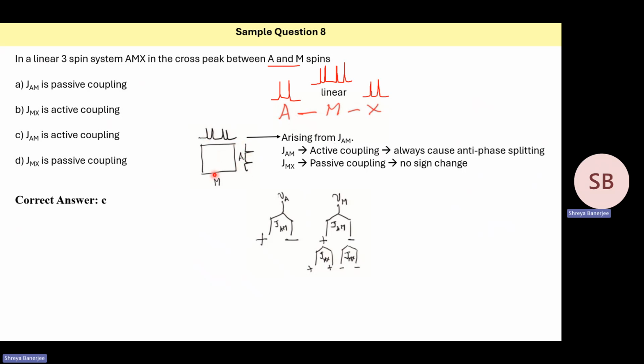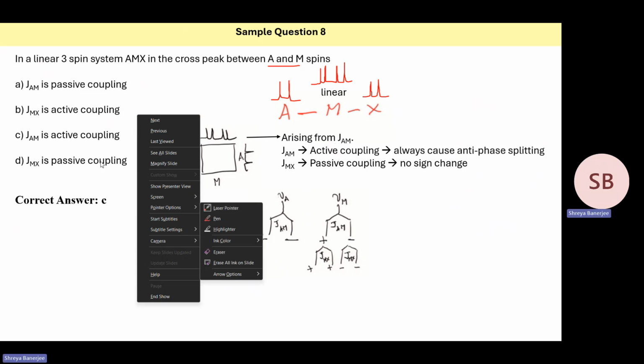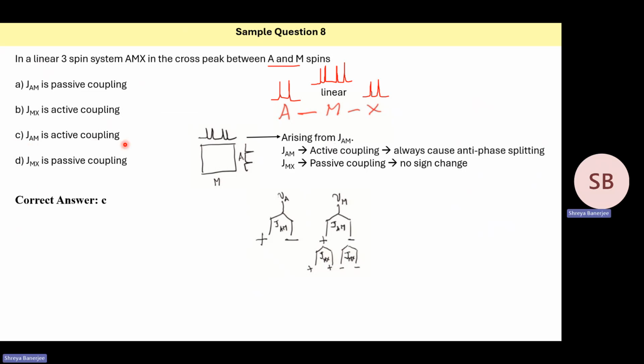So direct coupling A and M is your active coupling, and all other couplings, whether it is MX or something else, is your passive coupling. So AM is active coupling, which is your option C. AM is active coupling. So the correct answer is option C.